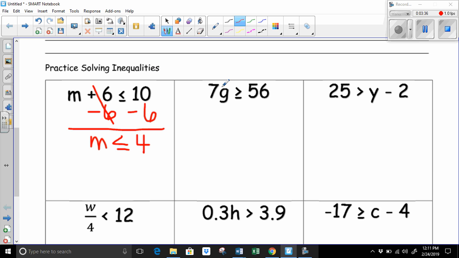Let's take a look at this problem. We've got 7g is greater than or equal to 56. Remember, whenever you have a coefficient and a variable right next to each other, that operation means multiplication.